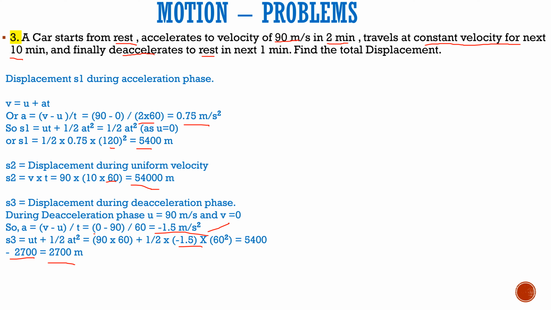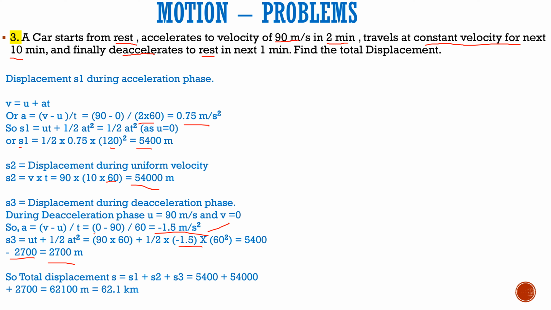So with that, we sum up all these three values, because the displacement during phase 1, phase 2, and phase 3, we get the final ask, which is nothing but the total displacement during the whole journey of the car. So we get the value, which is equal to 62.1 kilometer. So this is one way, of course, when we have used the formulas and all.